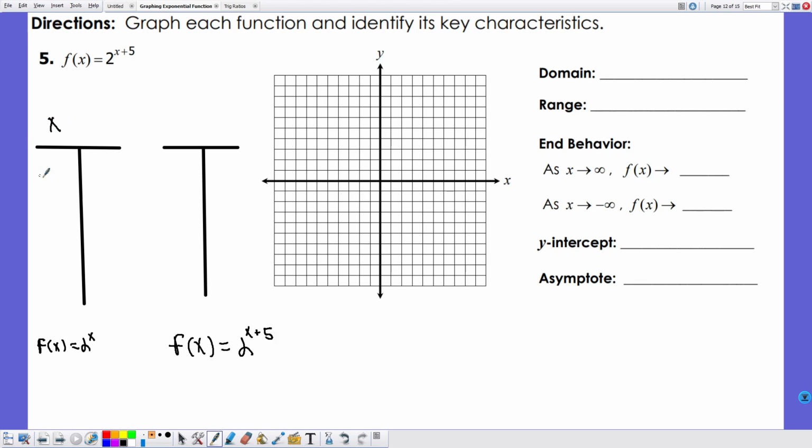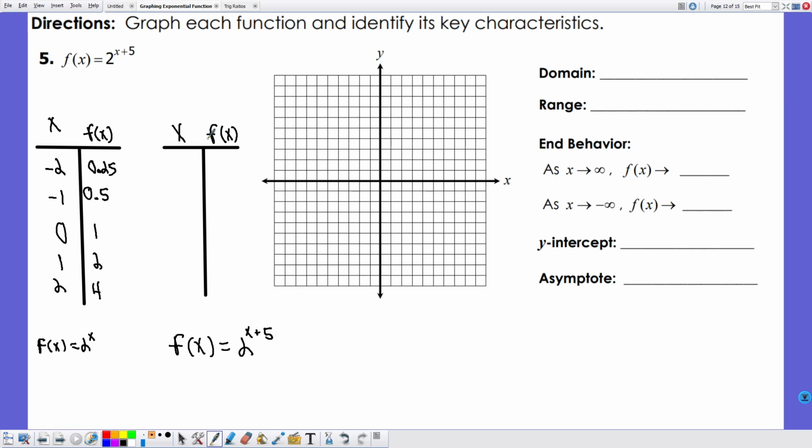So my x is going to be -2, -1, 0, 1, 2. And my f of x, well, we have graphed the parent function before. We know that it's 0.25, 0.5, 1, 2, 4. That was the first graph that we did in this unit. So now for the transformed function.